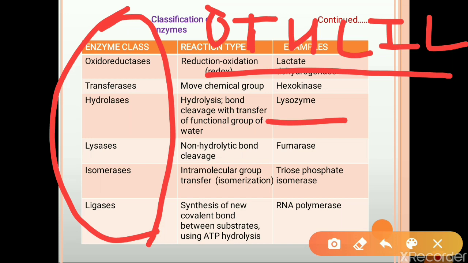So another class is isomerase. This class performs intramolecular group transfer, that is isomerization, for example triose phosphate isomerase. This enzyme works in the glycolysis cycle where glucose 6 phosphate is converted into fructose 6 phosphate.